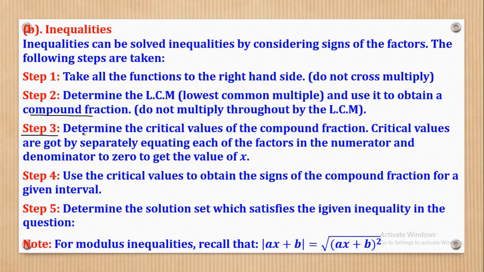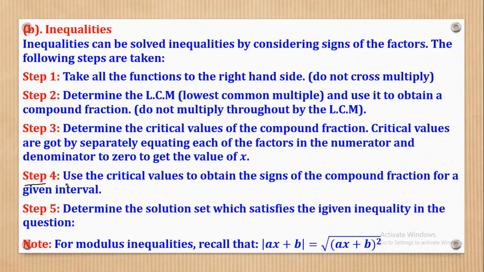Then step 3, determine the critical values of the compound fraction. Now these critical values are got separately by equating each of the factors in the numerator and denominator to 0 to get the value of x. So we shall see what critical values are, but in simple terms, you just equate the numerator to 0 and get the factors and get the values of x. Also equate the denominator to 0 and get the values of x. Those will be the critical values.